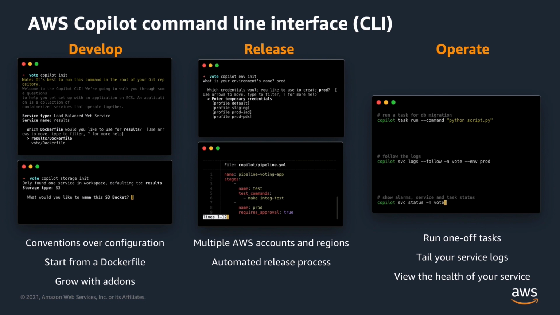AWS Copilot is an open source command line interface, and it makes it easy for developers to build, release, and operate production-ready containerized applications on AWS services like AWS App Runner, Amazon ECS, and AWS Fargate. You can start simple with just a Dockerfile and then grow with more add-ons. You can also work with multiple AWS accounts and regions. You can add more automation and have more visibility in your application's health. Don't worry, we will see all of this in our upcoming demo.